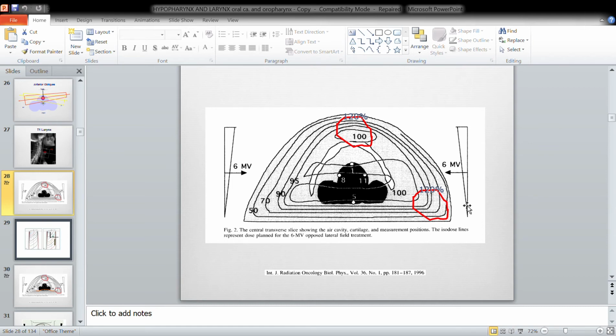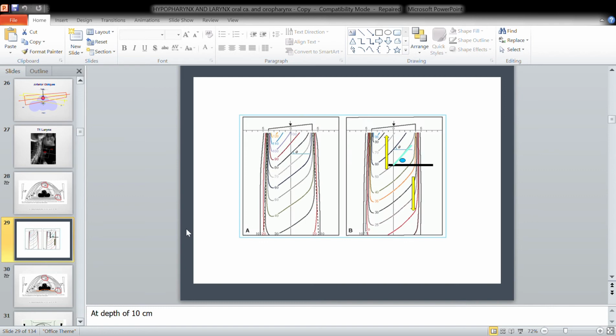This is not the wedge angle. Go back to your physics. The wedge angle is the angle created by the tangent of the 50% isodose line, not this one, by the way, it's down there. It's the tangent of the 50% isodose line with a vertical line going to the axis. This is the wedge angle. So it's the angle between the tangent of the 50% isodose line and the central axis.